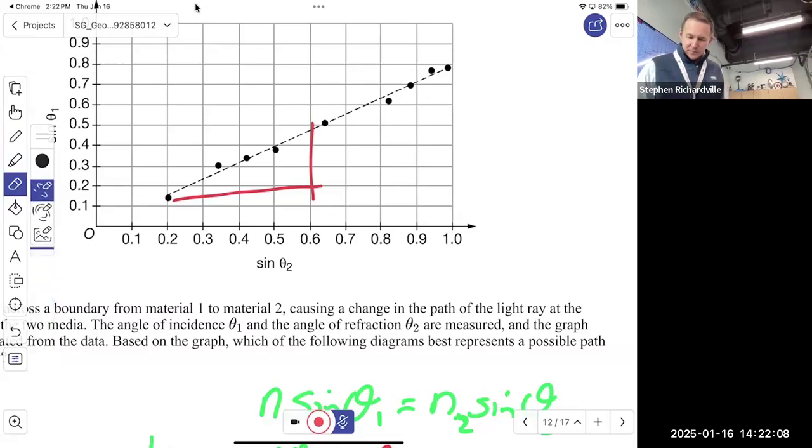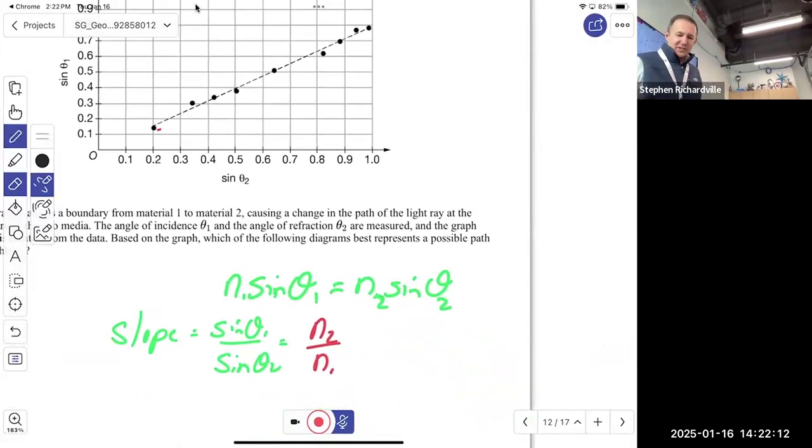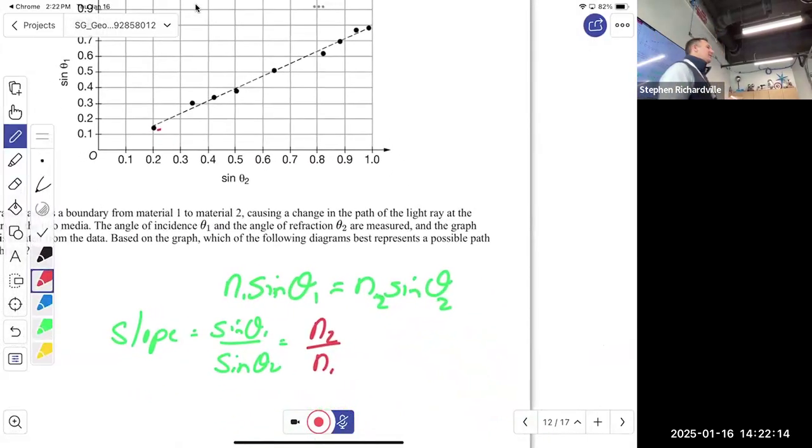N2 over N1, what's that? That's just the slope. But my point is that since this value is less than 1, that means N2 is smaller than N1. Does that make sense? So I don't know what N1 is, but I do know that N2 is smaller than N1.